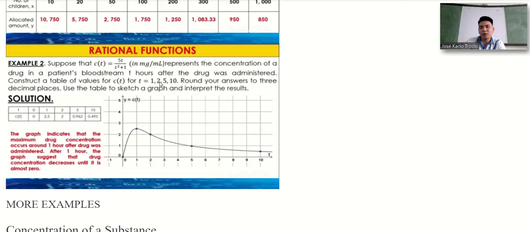Another one, 2. 5 times 2, that is 10 over. Okay, 5 squared, that's 25 plus 1, 26. So you have 10 divided by 26, so that becomes 2.5. You can use a calculator. And the next 5 and so on. So you know how to do it already now.